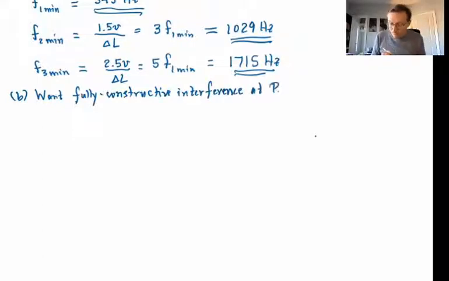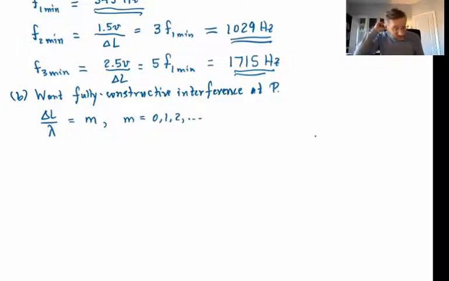So I start with the condition for fully constructive interference written in terms of path length difference and wavelength. Delta L over lambda must equal m, where m is technically any integer in that string, 0, 1, 2, 3, and so on. And I'm going to take the 3 lowest ones that are possible. Now, in this case, you have to apply a little bit of physics common sense to the math. I can't include m equals 0 in this string. You see why not?